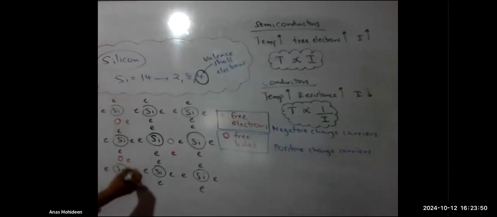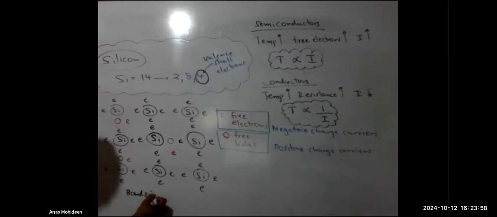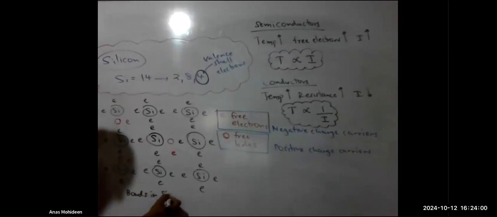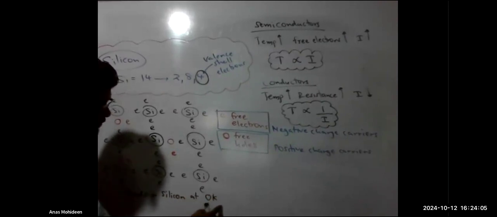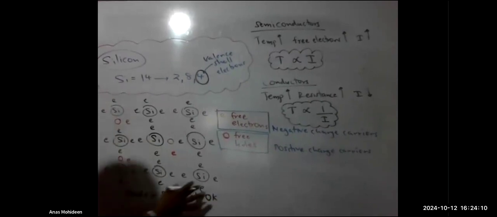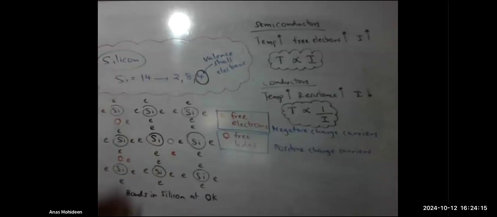And you can see the way I'm marking, the same black color I'm using. Bonds in silicon at 0 Kelvin. That is what I have given in black color. Initially, the black color was filled. Bonds, actually, that is complete bonds. There is no breaking of bonds.